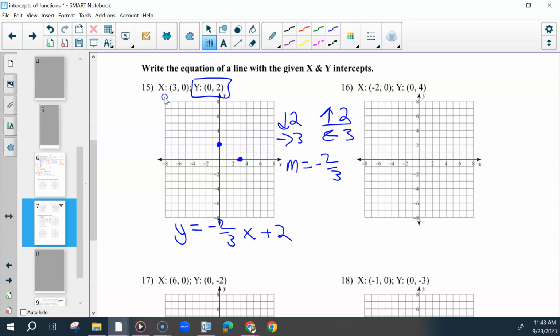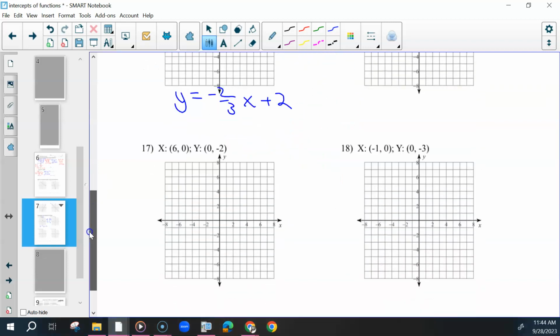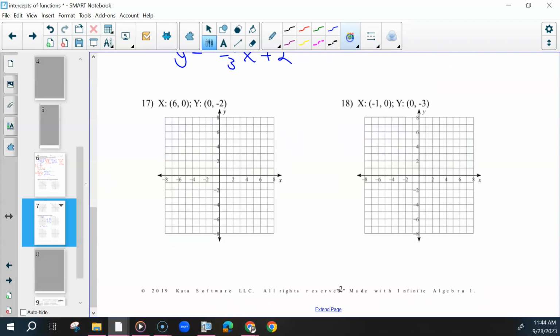Do we have questions on this process? Are there any others in this section you want to go over? So this kind of combines slope and writing and graphing and intercepts all together. Which one? So we have (-1, 0) and (0, -3). Count that slope. How far did we go down and to the right, or up and to the left?